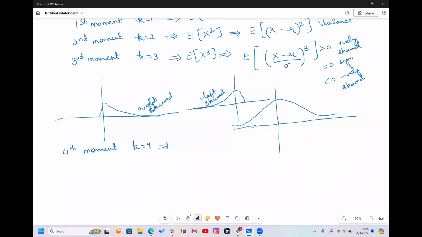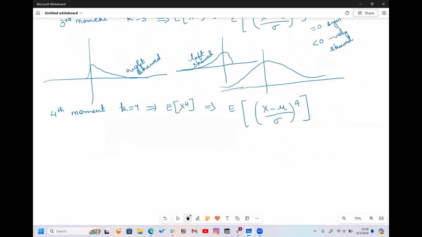which is x to the power 4. But here again, we center it with the mean and divide it by the standard deviation to the power 4. This is called kurtosis.